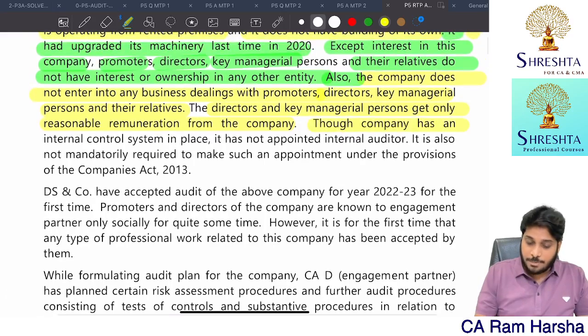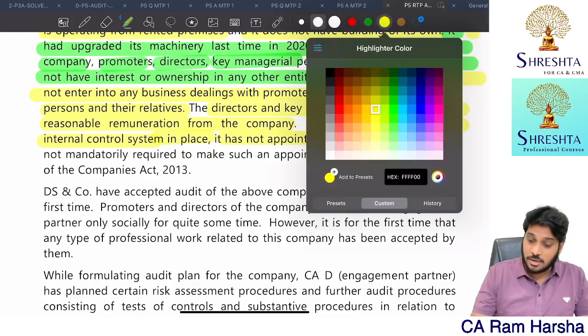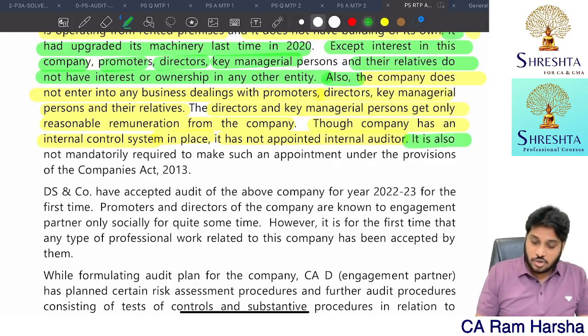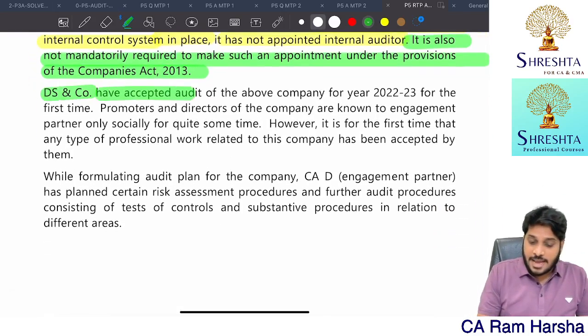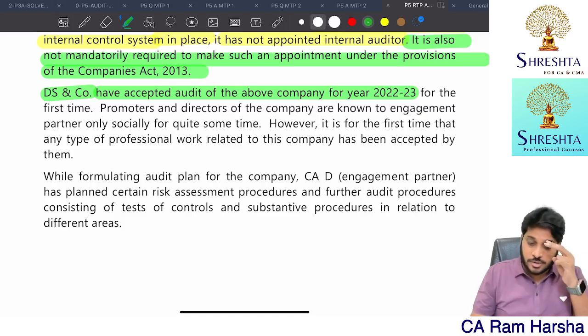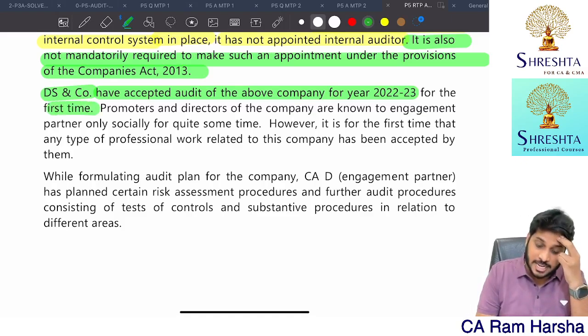Though the company has an internal control system in place, it has not appointed an internal auditor. It is also not mandatorily required to, as section 138 does not apply. DS & Co have accepted the audit of the company for the 2023 year for the first time. It is an initial audit engagement.